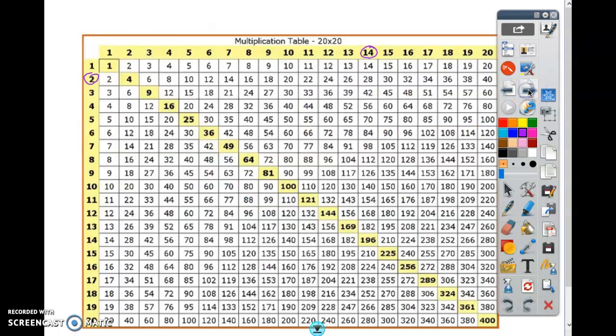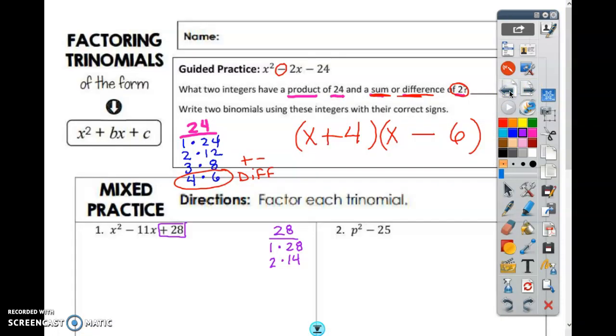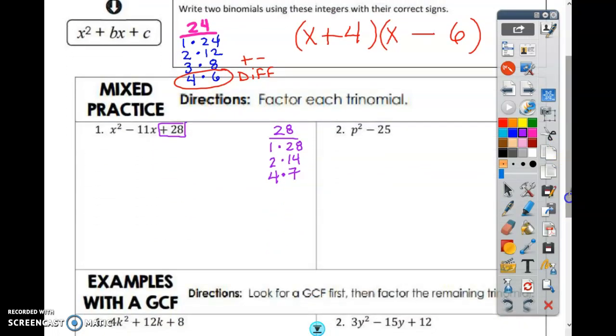Look at the 3. Do I see 28? Nope. What about 4? Do I see 28? Yes. 4 times 7. Is that the last one? Yes. Or what about 6? No? Okay, so out of those, which one gives me a sum or a difference of 11? When you add them or subtract them, cuando los sumas o los restas, which one gives you 11? 4 and 7, if you add or subtract them?